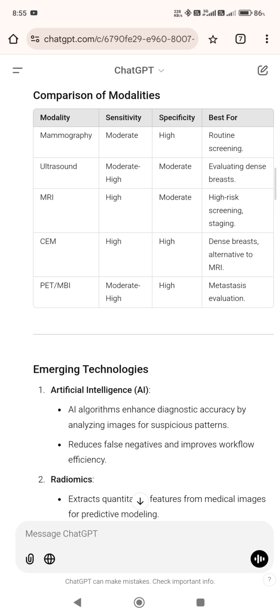Comparison of modalities, by sensitivity, specificity, and best use. Mammography: moderate to high, high, routine screening. Ultrasound: moderate to high, moderate, evaluating dense breasts. MRI: high, moderate to high, high-risk screening and staging. CEM: high, dense breasts, alternative to MRI. PET and MBI: moderate to high, high, metastasis evaluation.